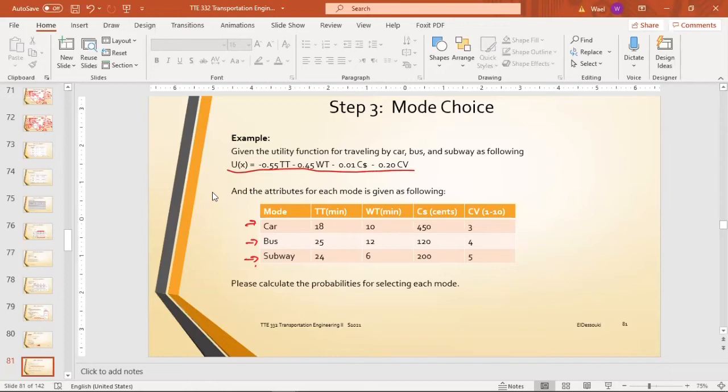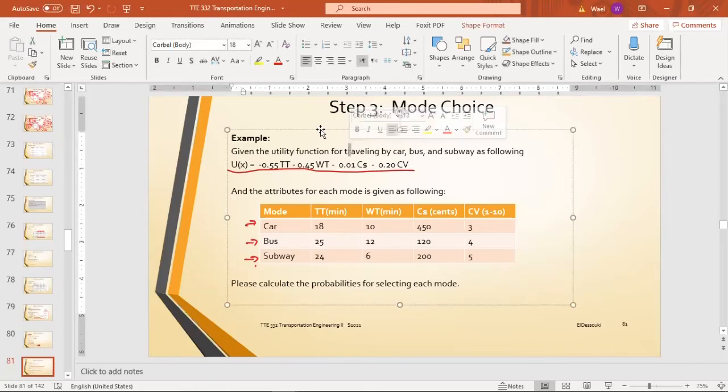So let's calculate the utility function for each mode. First, we need to calculate the U of each mode, or the utility for each mode. So let's calculate U. Let me just modify something here. So let's move this up.